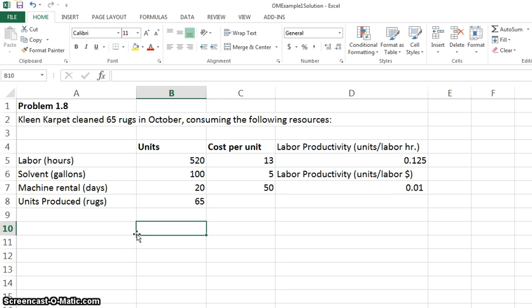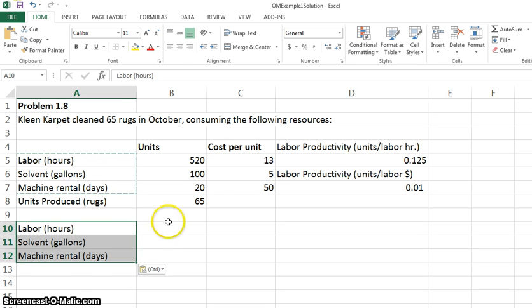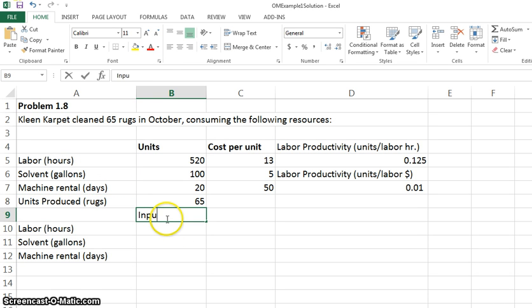Now we'll think about the multi-factor productivity measurement. For multi-factor productivity, we have to consider the fact that each of our resources in this case is measured using a different unit of measurement. So we will want to convert all of these to input dollars. We'll calculate input dollars separately for each different resource.